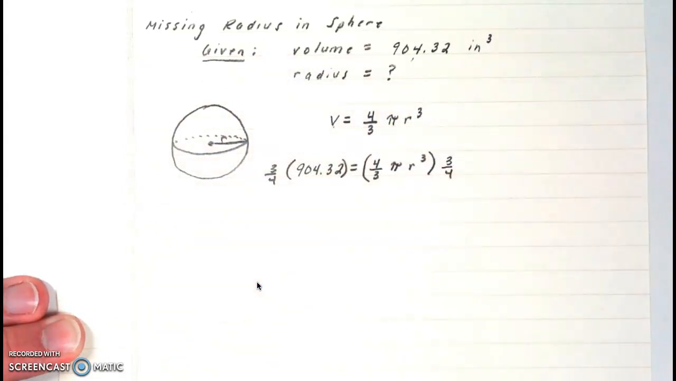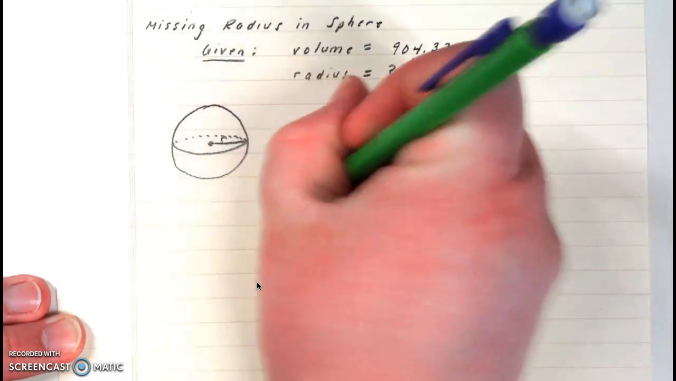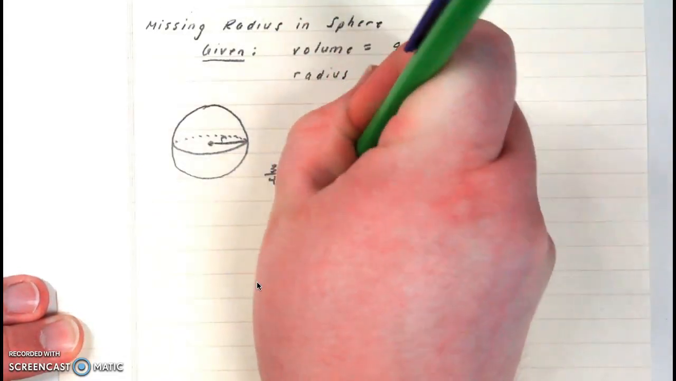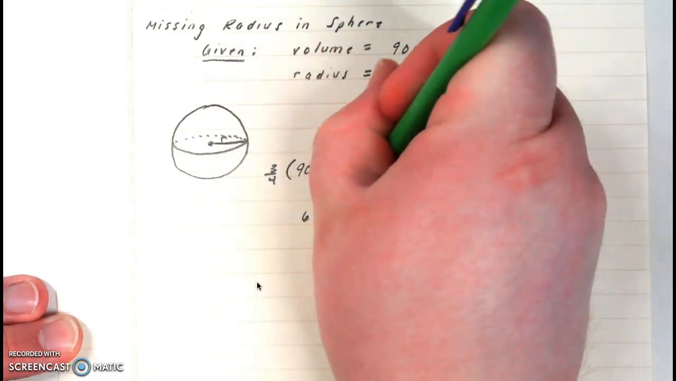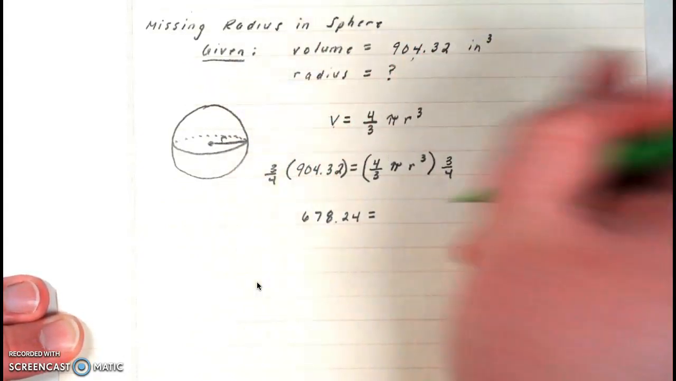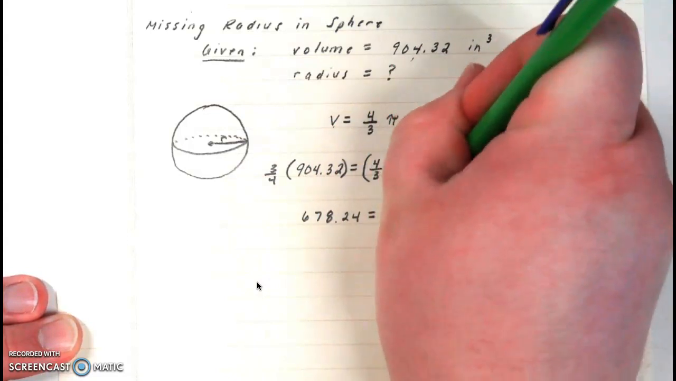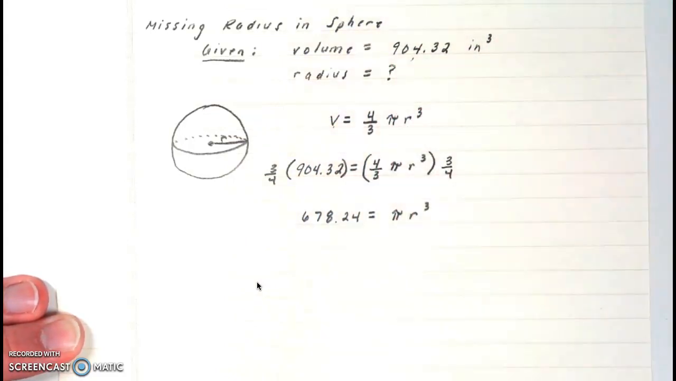Now we know 3/4 is really 0.75. So on our calculator, we would do 0.75 times 904.32. And that should get you 678.24. And that now equals pi r cubed.